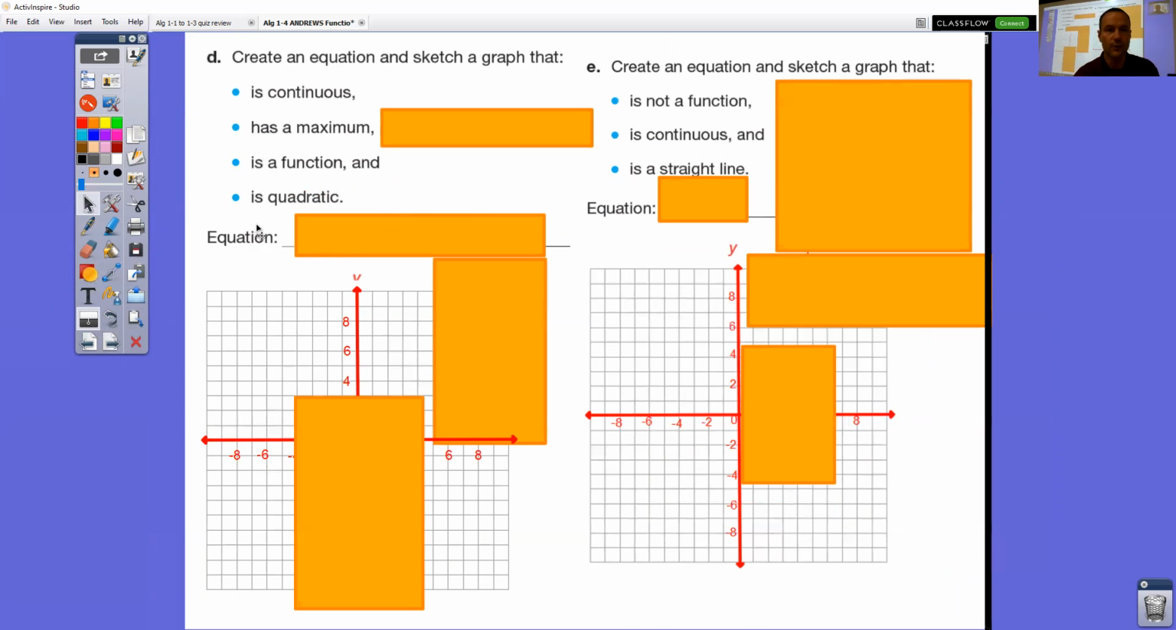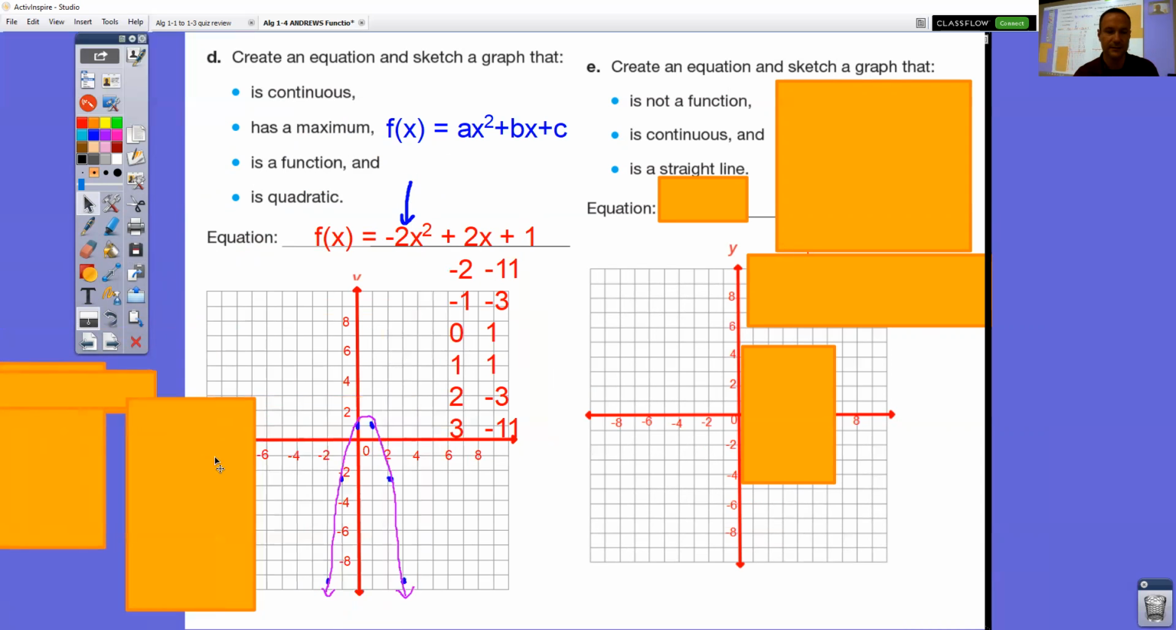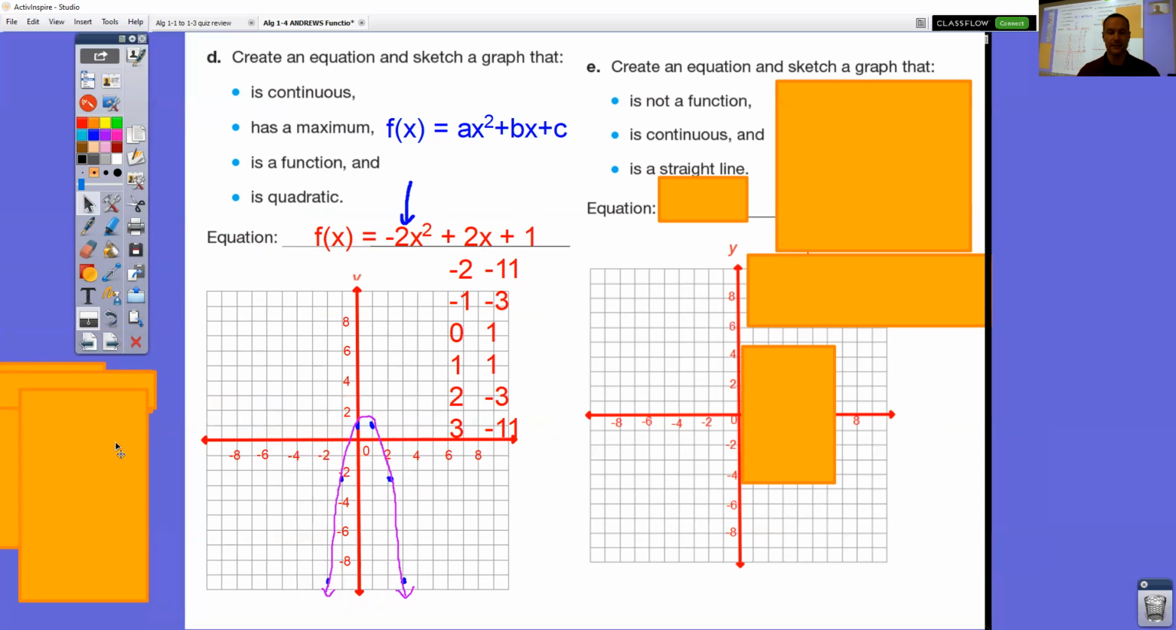For the next one, we want continuous, a maximum, a function, and quadratic. So we want the quadratic function family. We can type in any numbers that we want for the a and the b, but the x squared and the x have to be there. We want a maximum, so I have to type in a negative number as my a. If it was a minimum, we'd have a positive number there. So typing in -2x squared plus 2x plus 1, these would be my points. And I would have this as my parabola.